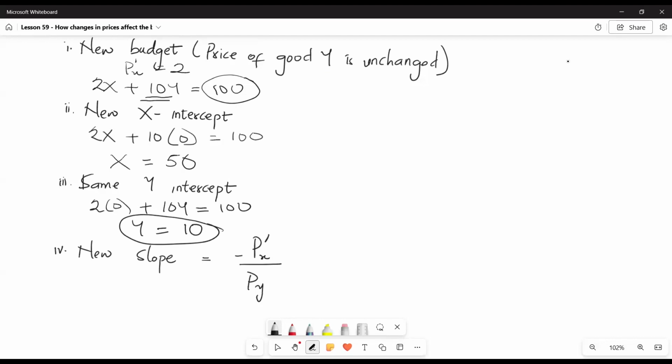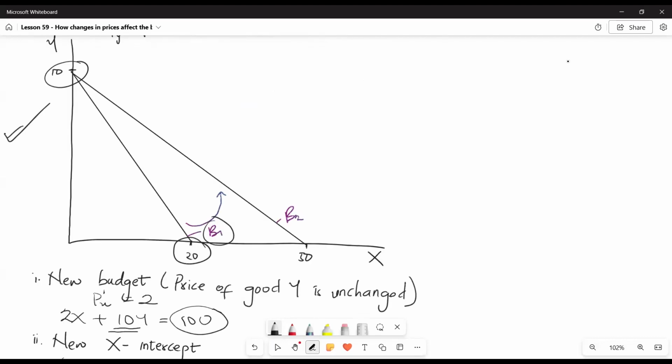So the slope of this new budget is going to be the new price of good X, which is 2, divided by the price of good Y, which is still 10. So let's look at how this new budget is going to look on the graph. Our x-intercept increased from 20 to 50, which is here, but the y-intercept remains unchanged. So if we now connect these two points, we have a new budget line, which is pivoting along the y-axis.